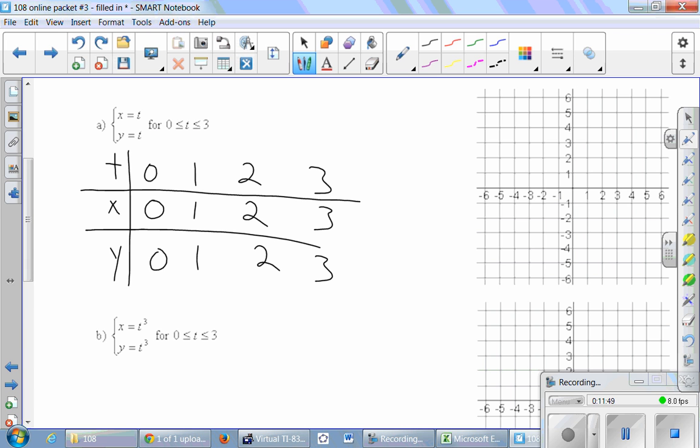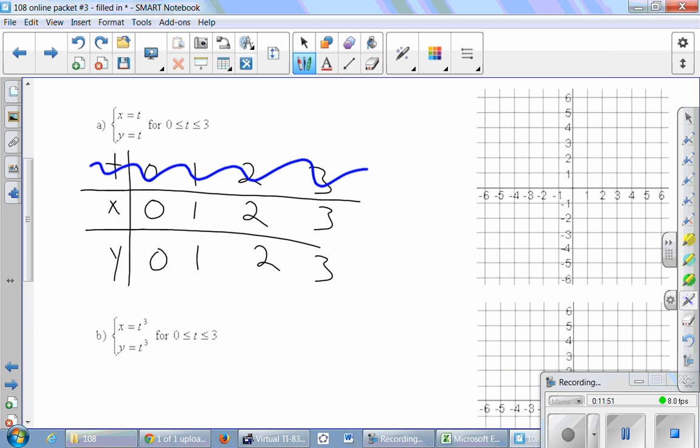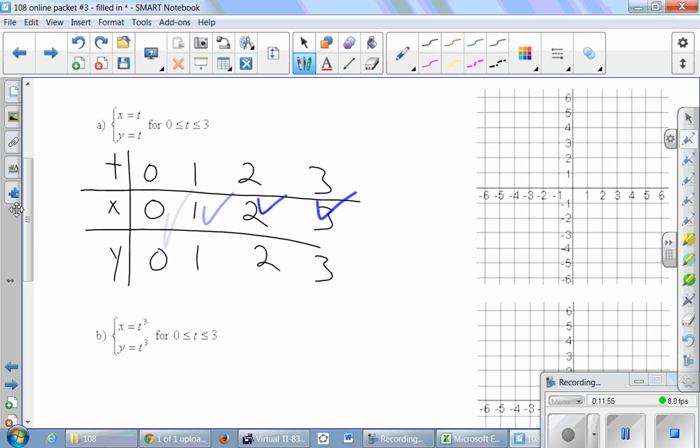Then we'll plot the points ignoring the t row. So (0, 0), (1, 1), (2, 2), (3, 3). So it feels like we've got the behavior here. It looks like another line, so we'll go ahead and draw our line here. I'm also going to put arrows.